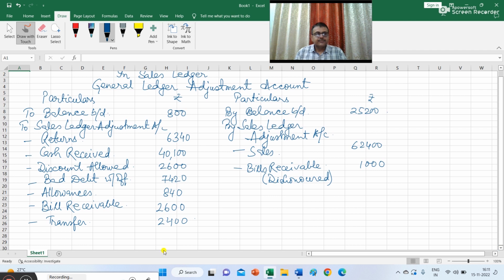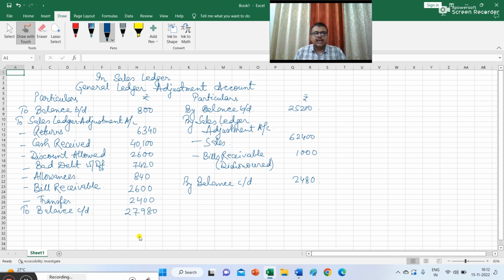So I write here to balance CD 27,980, and on the credit side I am writing by balance CD 2,480. Please have a look at it, as I have recorded all the transactions given in the question, and you will find that the total of the debit and the credit side is 91,080 rupees.